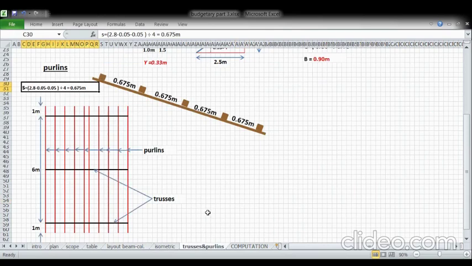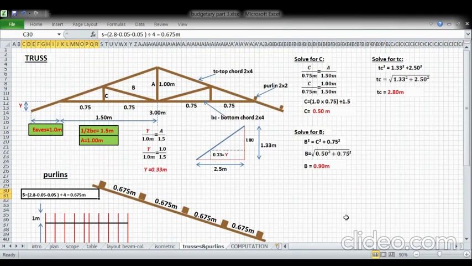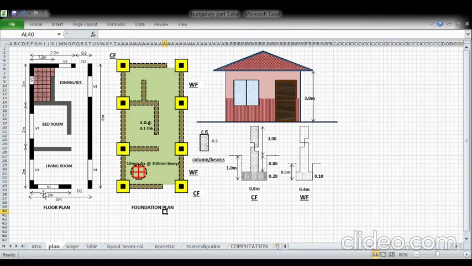So, let us go now to the trusses. Ito yung trusses na ginamit ko. Ginamit ko ay whole truss na ang height niya is 1 meter. Then ang kanyang width is 3, of course, yung lapad ng building, 3 meters. Yan ang sukat.